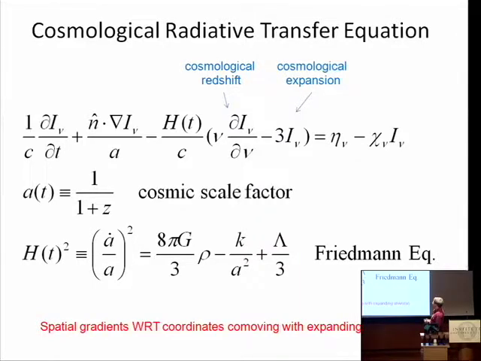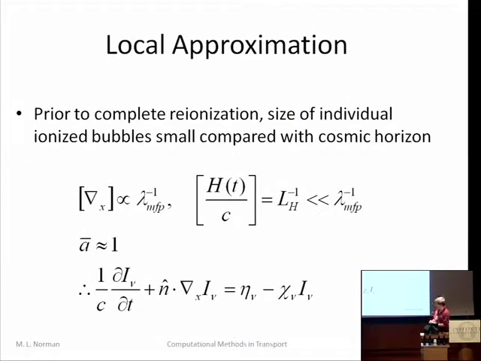This H of t is the Hubble parameter, which is not a parameter, it's a function of redshift, and it's given by the solution of the Friedmann equation. So H is a dot over a. And on the right-hand side is emissivity minus absorption. These spatial gradients are taken with respect to a coordinate which is co-moving with the expanding universe. So that's the cosmological radiative transfer equation.